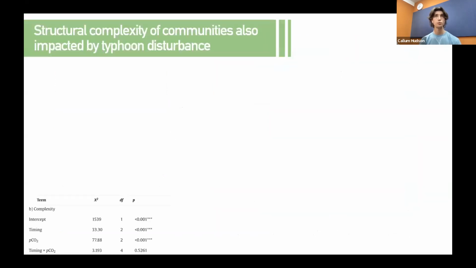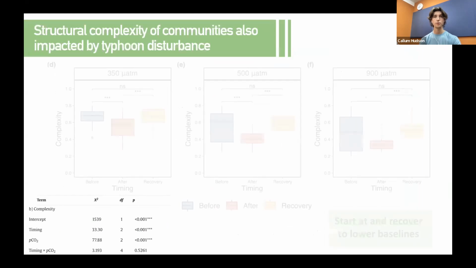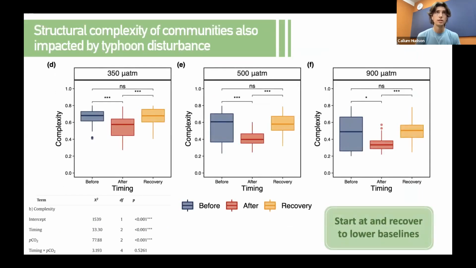The structural complexity of algal communities was also significantly impacted by both typhoon disturbance and CO2 level, and at all sites, structural complexity differed significantly before and after the typhoons, again being reduced by that disturbance. But again, using these pairwise analyses, we saw that for all levels of acidification, the complexity before and in this recovery period following typhoons, the communities either side of the typhoon peak season do not differ in their complexity. So they are able to recover to this pre-disturbance level of complexity.